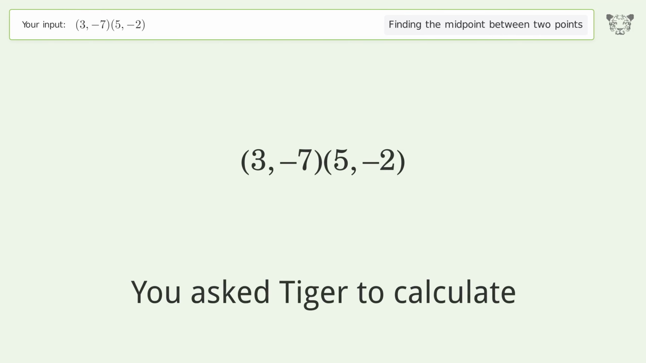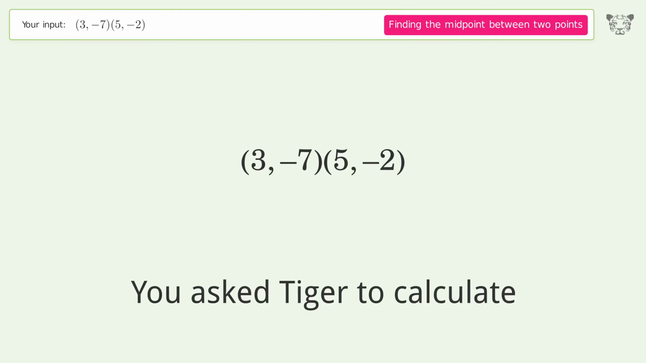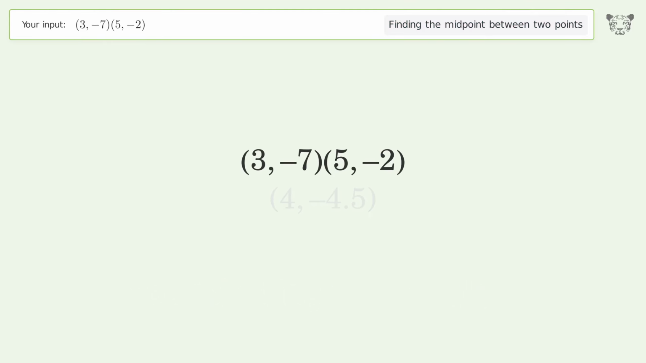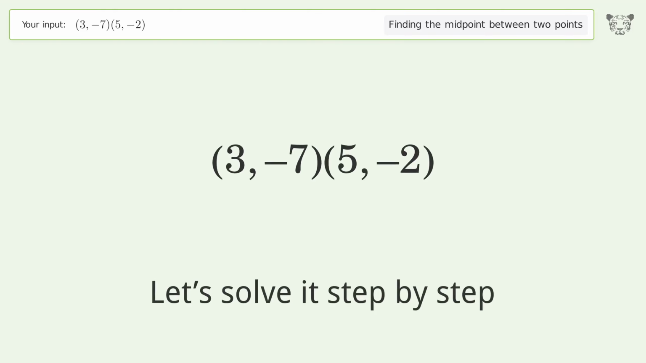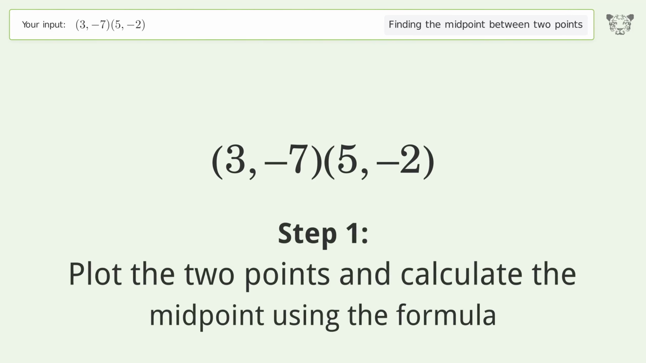You ask Tiger to calculate. This deals with finding the midpoint between 2 points. The midpoint between the 2 points is 4, negative 4.5. Let's solve it step by step. Plot the 2 points and calculate the midpoint using the formula.